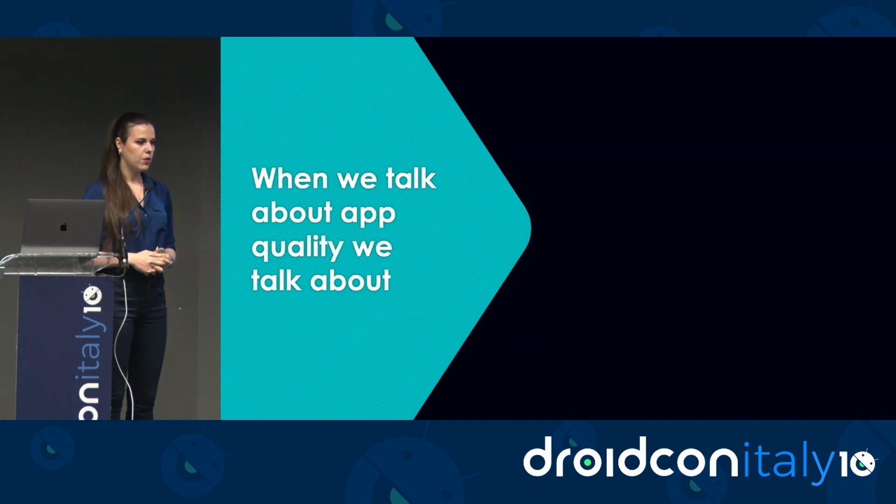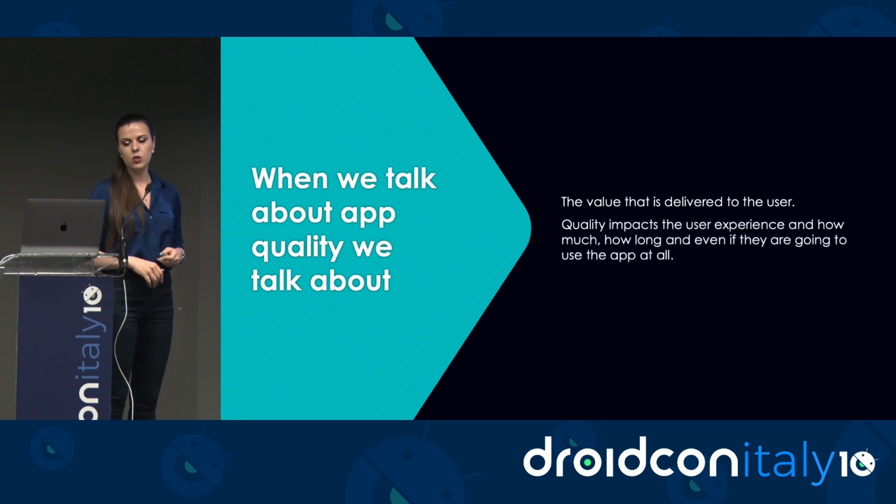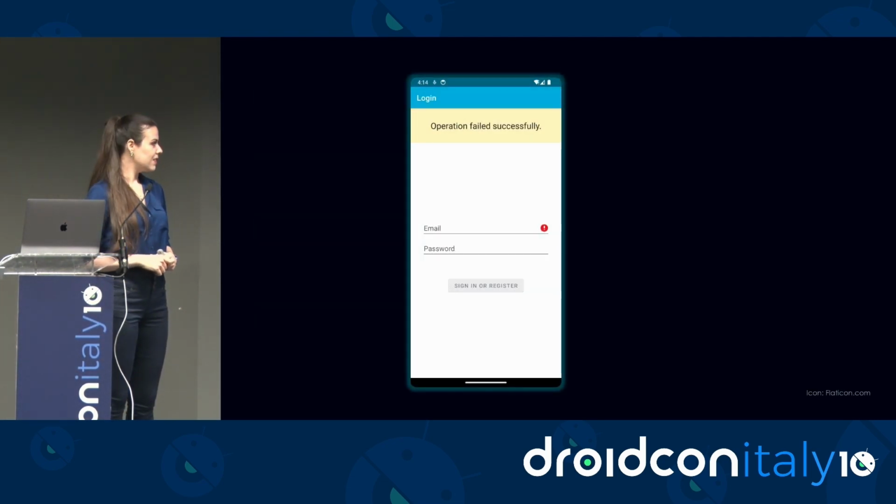So, as we mentioned so far, when we talk about Android app quality, we are talking about the value that we deliver to the user. And this value that comes from quality then determines the user experience, which affects how much, how long, and even if at all people are going to use our app. And this last part, even if at all, I will come back to later to explain what exactly I mean. But for now, let's focus on the user experience. So, here's a screen, and I will give you a couple of seconds to try and figure out what has happened here.